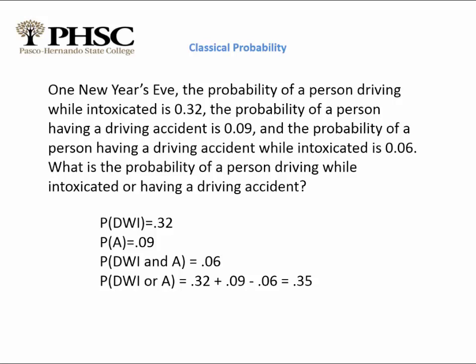So the first one is driving while intoxicated, that's 0.32. Having an accident, P of A is 0.09. The probability of driving while intoxicated and having an accident is 0.06. So the probability of driving while intoxicated or having an accident ends up being 0.35. So P of DWI plus P of A minus the probability of DWI and A, and that gives us 0.35.